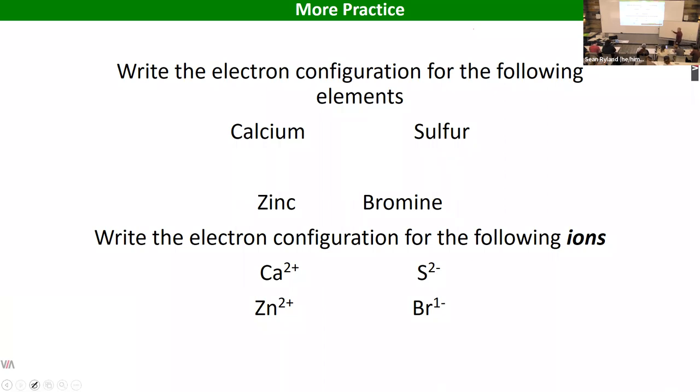Or if you're using that shorthand, this is more than 18 electrons, right? So if you wanted to, you could use that shorthand and just say it's argon plus 4s2. These mean the same thing. Argon in brackets just means all of this.